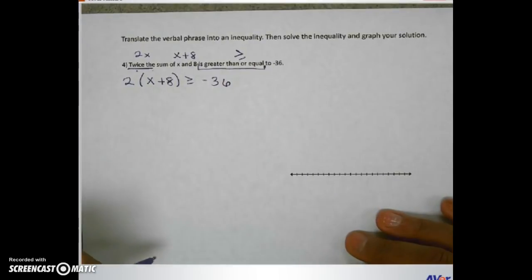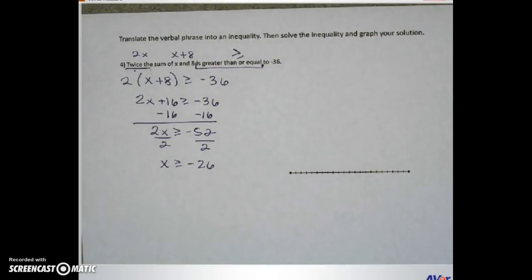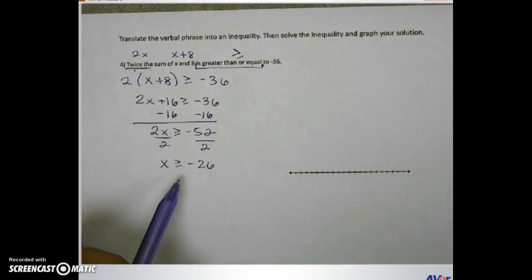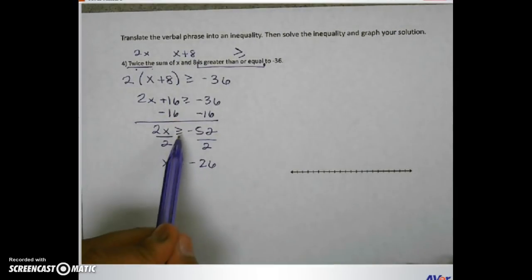Take a moment, beautiful people, and press pause if you don't mind, and solve this for me. Do it, do it, do it. Bam! Just like that. I got x is greater than or equal to negative 26. Now notice here, I did not switch my sign.